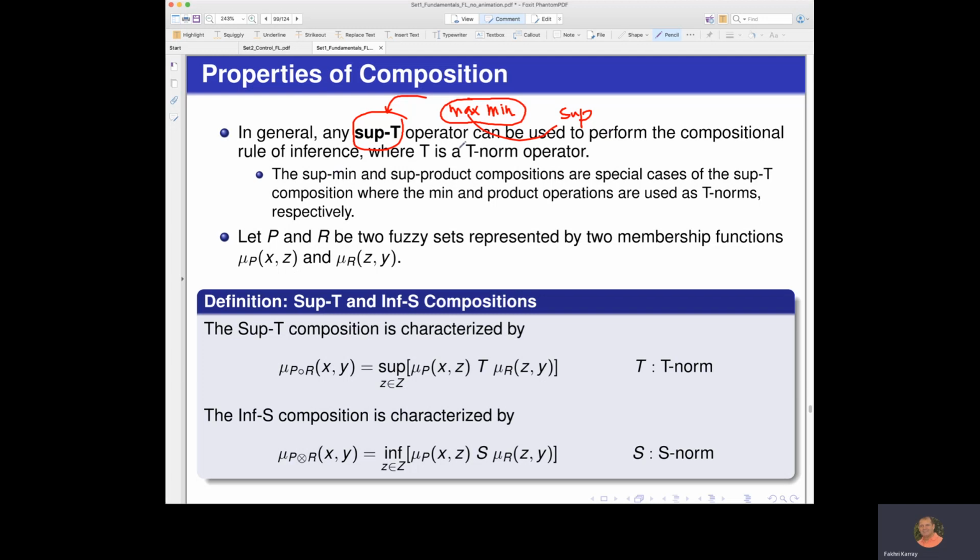So sup min and sup product are representations of the sup T, because the product is a T norm, the minimum is a T norm, and they are special cases of the supremum T norm.